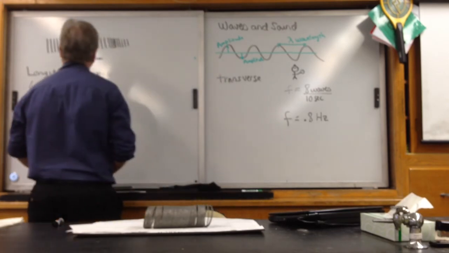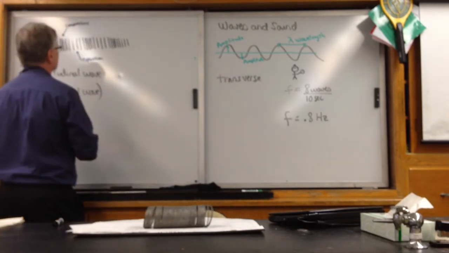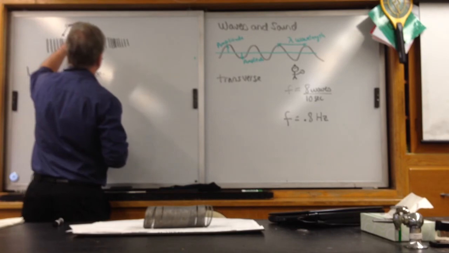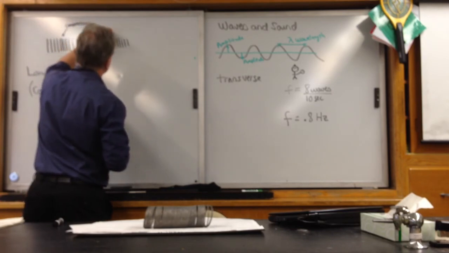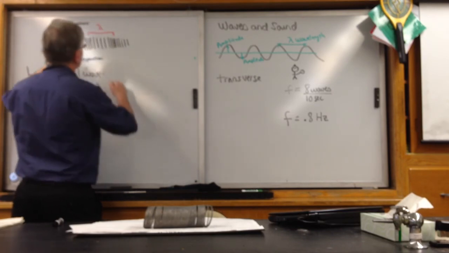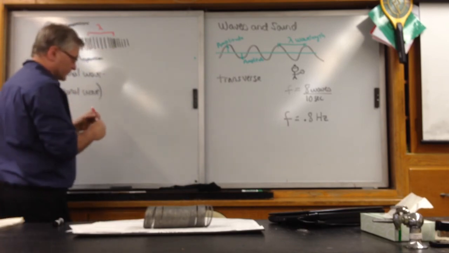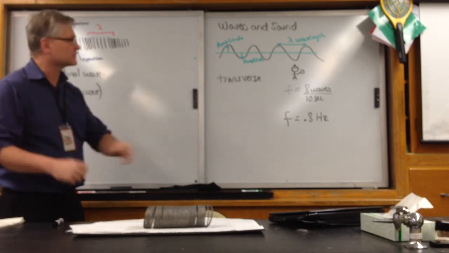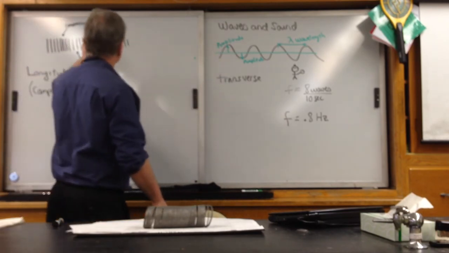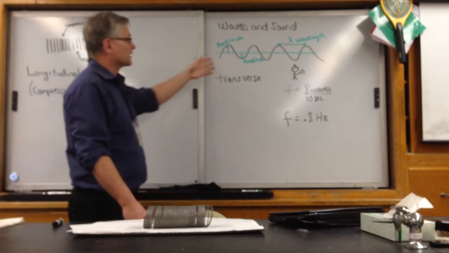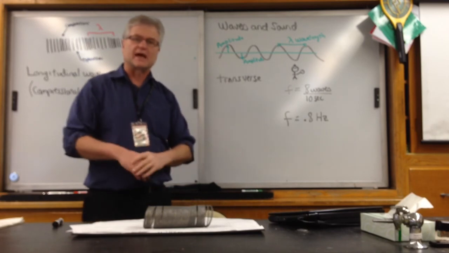The wavelength and the peaks are measured between the expansions and the compressions. The wavelength would be from, say, one compression to the next, something along those lines. So the compressions are kind of like the peaks on this one, and the parts that are expanded are kind of like the troughs. So there's a nice analogy for those.